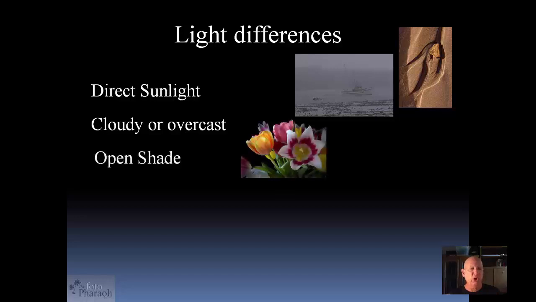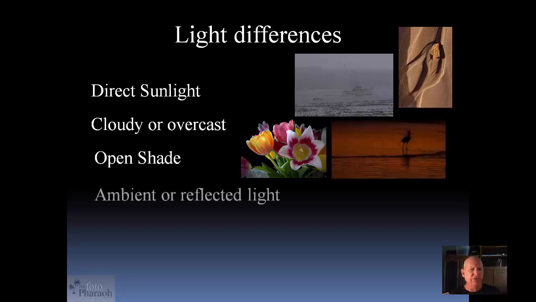The third we talk about would be open shade. Now, open shade is where there is no direct sunlight hitting the subject whatsoever. Everything is somewhat reflected off different surfaces, like these flowers here. It's ambient light or reflected light, where the light is virtually affected by all the things around it. Again, a highly reflective type of light that can give a very moody interpretation, as you can see as we walk through these photographs.